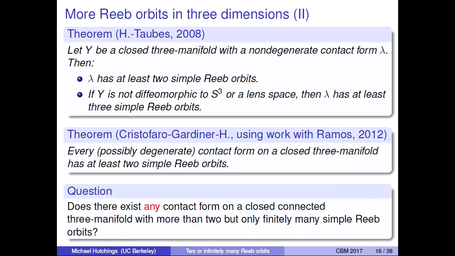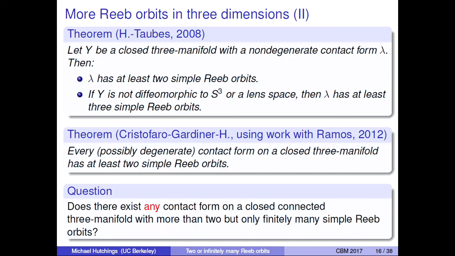And in a work with Dan Christopher Gardner, which makes heavy use of a work with Vinicius Ramos, well, I'll tell you about that result later. We proved that even in the degenerate case, there are always at least 2 simple Reeb orbits. And in fact, it's not known if there's any example where there are more than 2 simple Reeb orbits, but not infinitely many. Every time I give a talk, at the end of the talk, somebody tells me they have an example, and then I check it and it doesn't work.